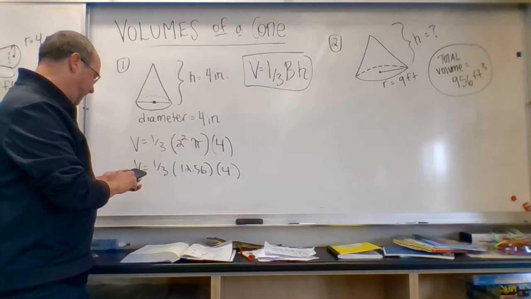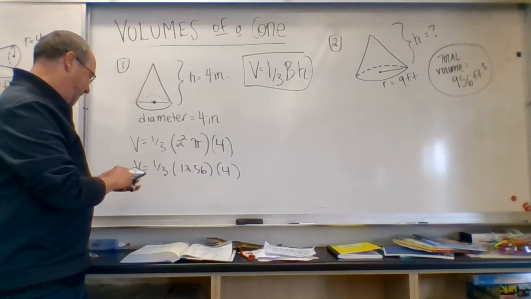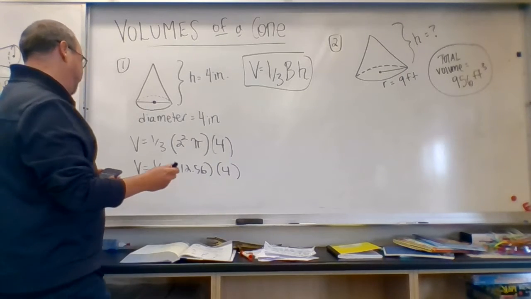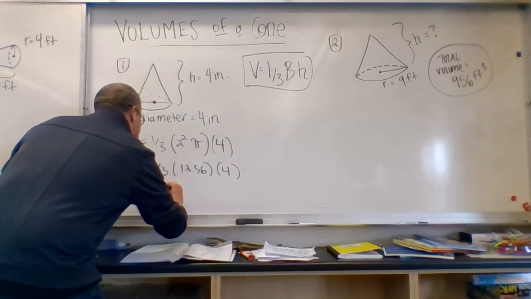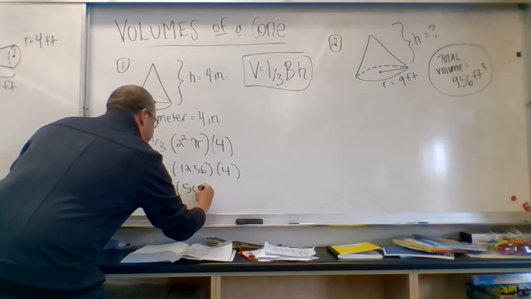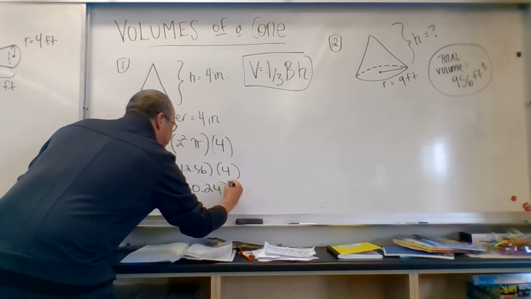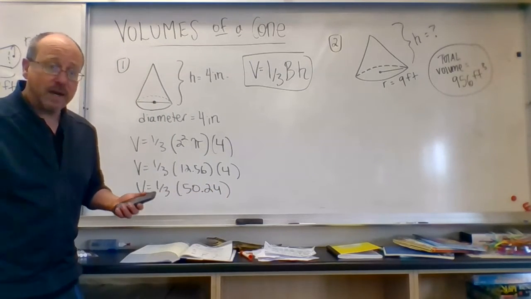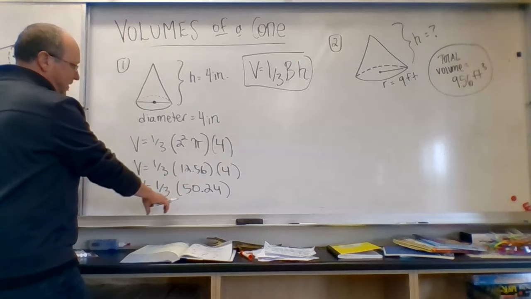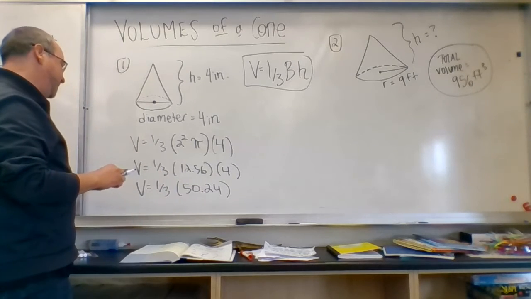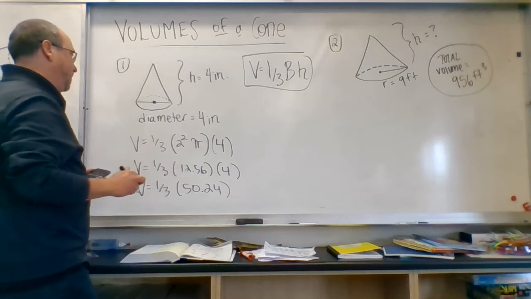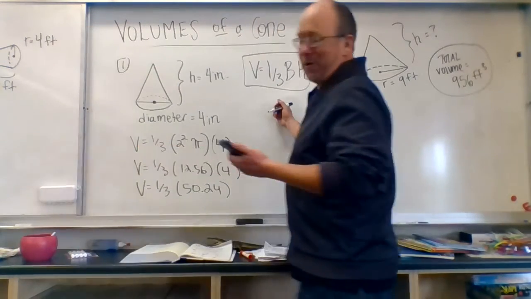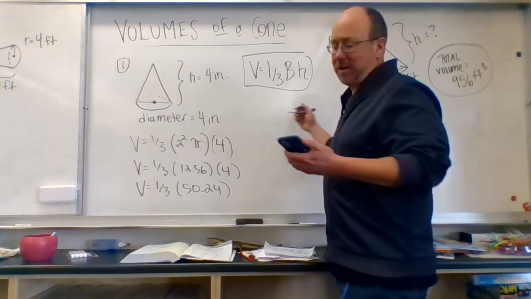So 12.56 times 4 is equal to 50. Go ahead and write it out. So I got 1/3 times 50 and 24 hundredths. There it is. All right. And then this is saying multiplied by 1/3, which is the same thing as dividing by 3. So the volume, and you can approximate at the tenth or the hundredth.